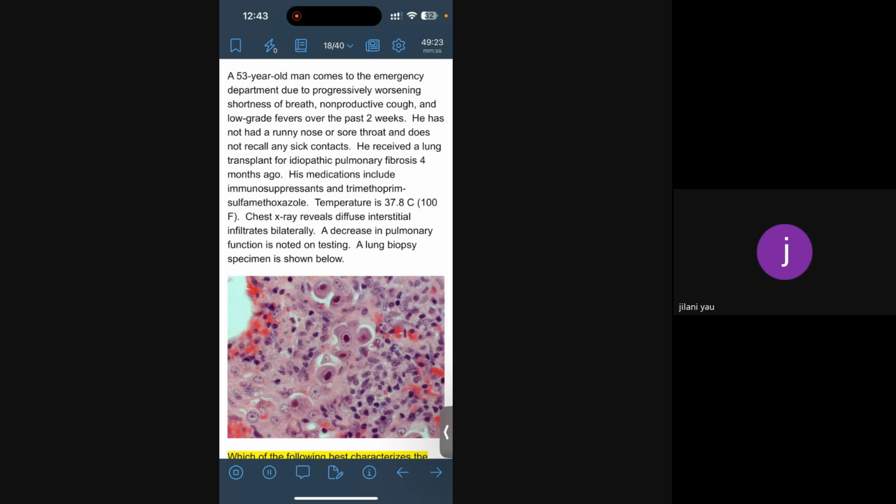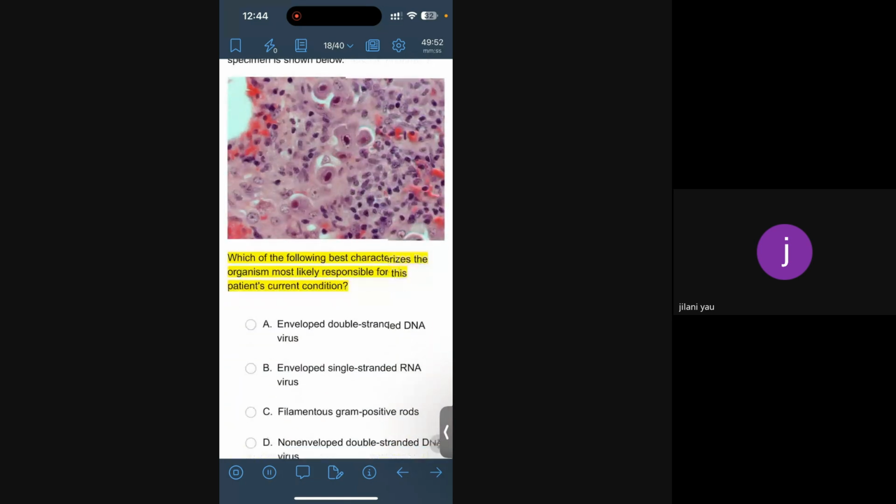The patient received a lung transplant for idiopathic pulmonary fibrosis 4 months ago. The patient is on immunosuppressants. Chest X-ray reveals diffuse interstitial infiltrates bilaterally. A decrease in pulmonary function testing, a lung biopsy is performed.